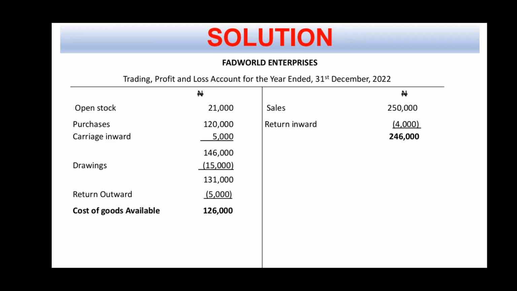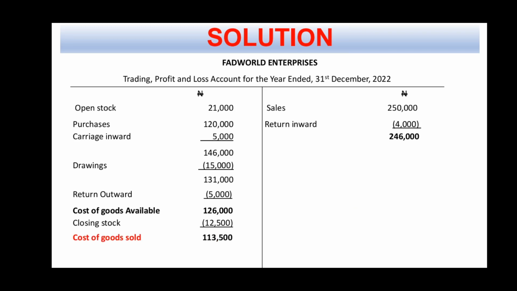So if we are using our T format, the same thing happens. Less closing stock, so our closing stock 12,500. Remember, in account, when we are subtracting, we put the value in brackets. That's what we use to identify the number to add and the one to subtract. So any number in bracket means we are going to subtract it from the rest. So 126,000 minus 12,500, that is going to give us 113,500. Just like I said, that is our cost of goods sold.